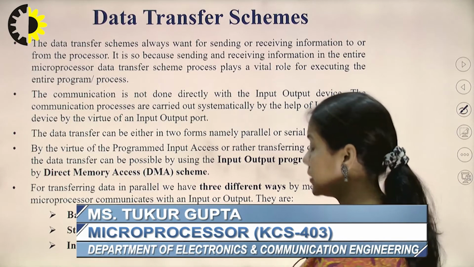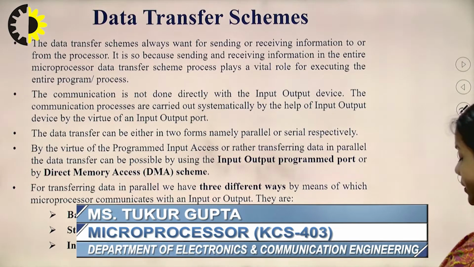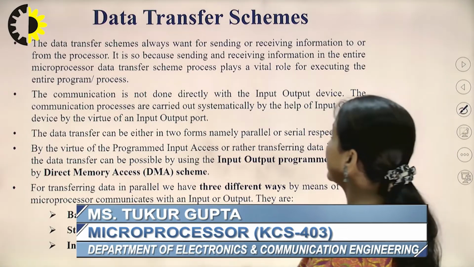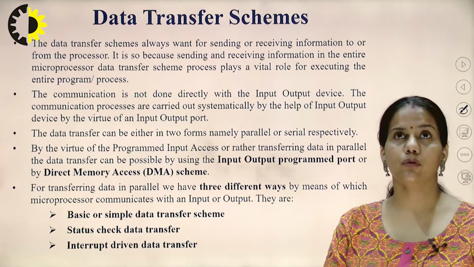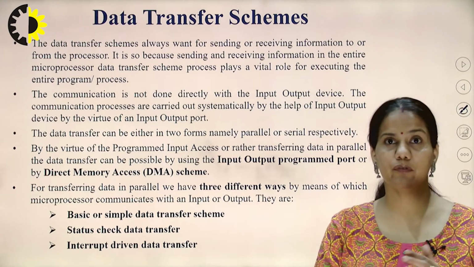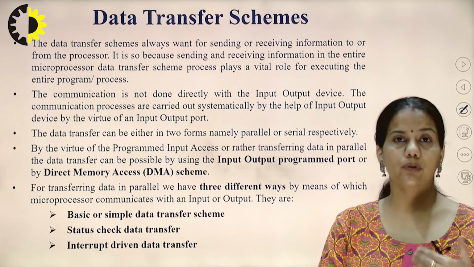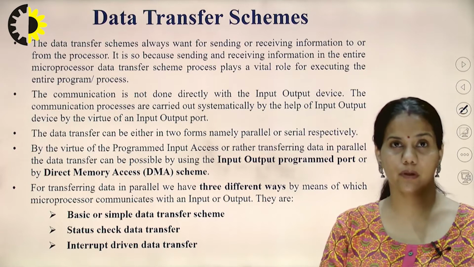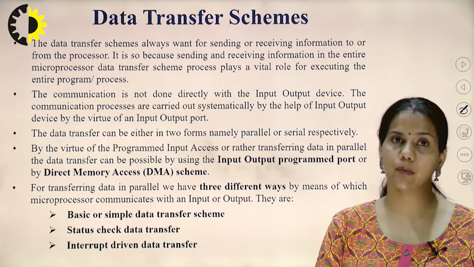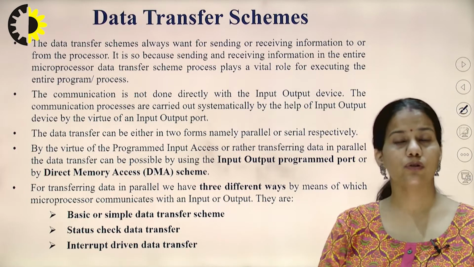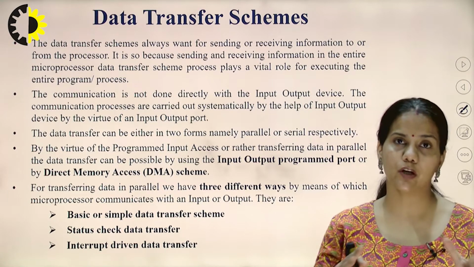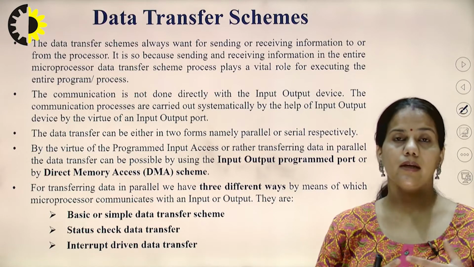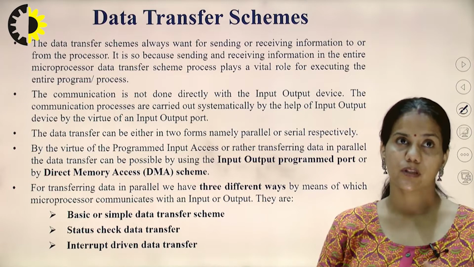So let's see what the data transfer schemes are. The data transfer scheme is always needed for sending or receiving information to or from the processor. So what is the role of the processor? Obviously, sending data to the input-output devices or to the memory, or receiving data from the memory and the input-output devices. So the entire microprocessor operation is always a matter of sending and receiving some information, or we can say the entire microprocessor data transfer scheme.